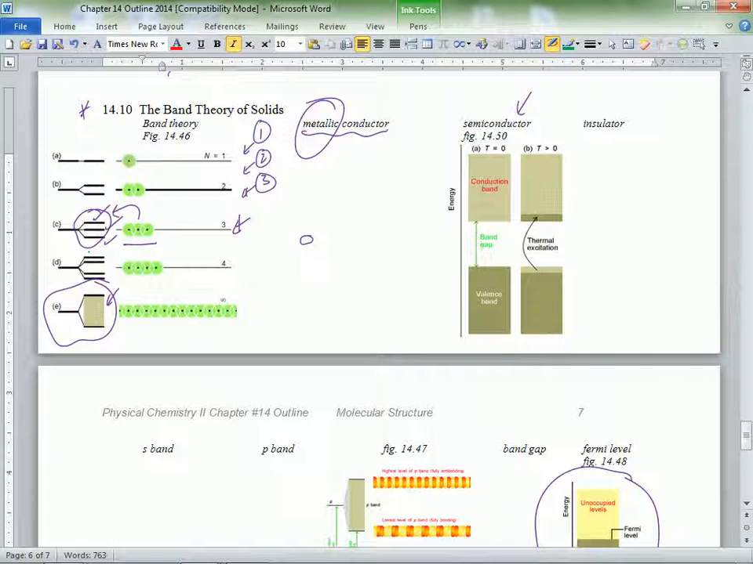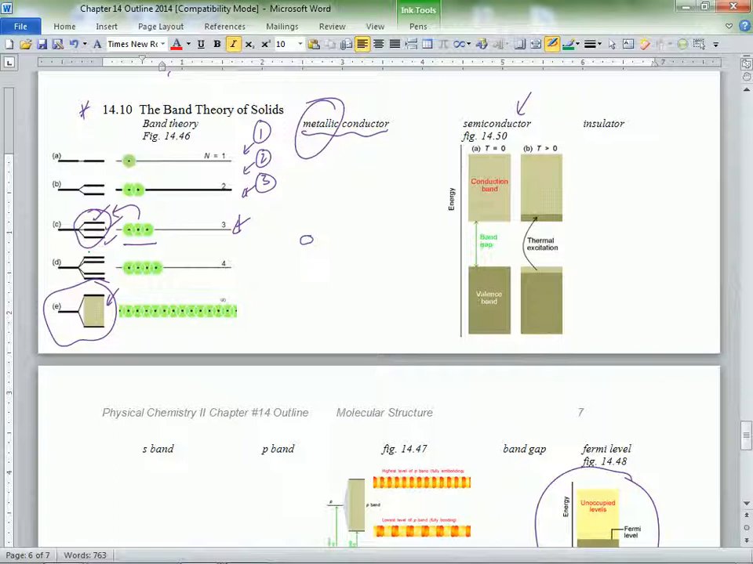Your Fermi level will be lowered. I guess that would be the best way to say it. The Fermi level would be lowered. Now it can conduct, and the more you lower it, the better it will conduct. Or you could dope it with something that has additional electrons. Now you're raising the Fermi level into the conduction band. So that's what dopants do.